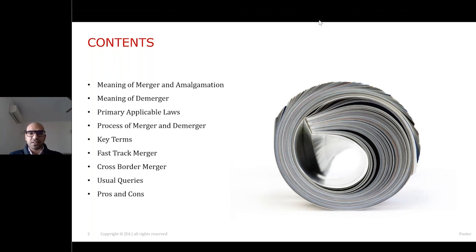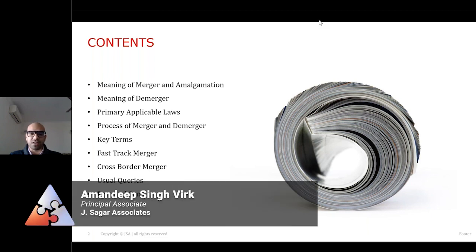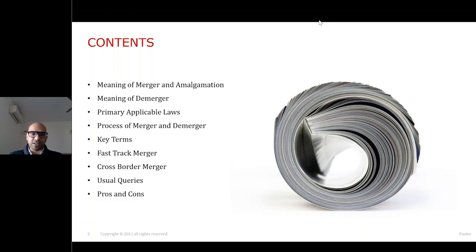Then we will discuss the key terms that people usually find in a scheme of amalgamation, scheme of demerger or an arrangement. Then we will be discussing the fast track and the cross-border merger in India. And then the second last and the last slide will be around the usual queries that the client poses us when they are undertaking a transaction of merger or a demerger. So starting with the first.